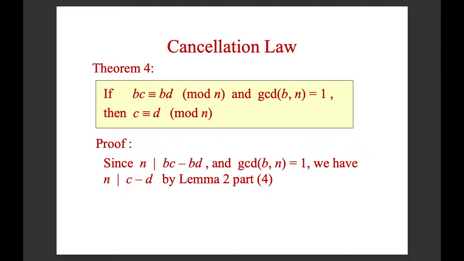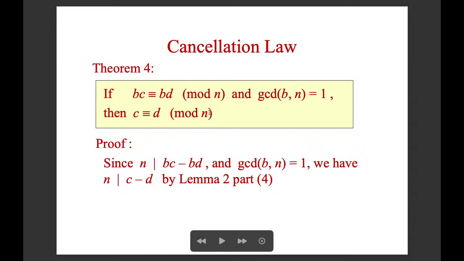So the case is like this. Suppose that we know that b and n do not have any common factor. So GCD of b and n is equal to 1. So b is a number that we call co-prime with n.